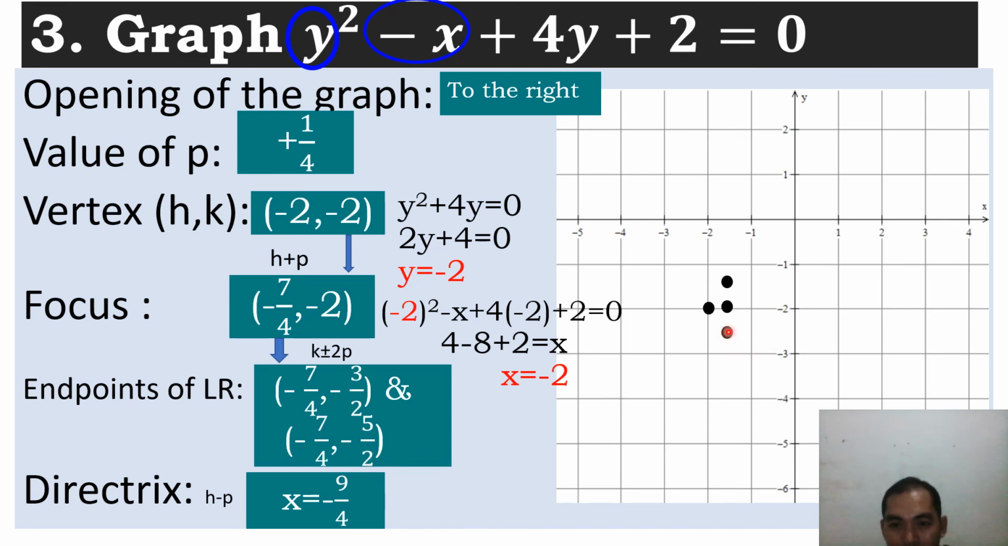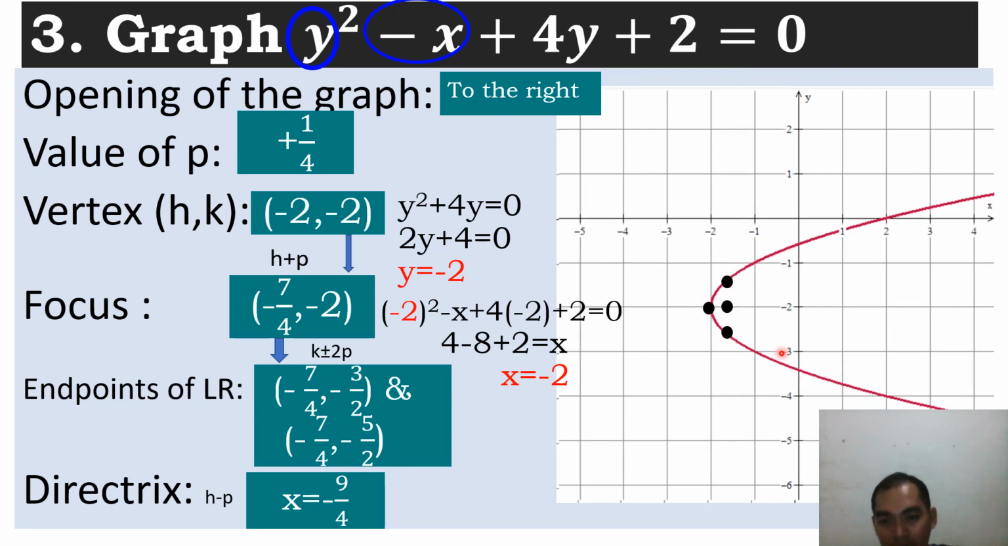Then you connect from the first endpoint of the latus rectum to the vertex to the other endpoint of the latus rectum to form a curve. And that is the graph of the parabola. And the directrix, negative 2 and 1/4. So here, negative 2 and 1/4. So that's the graph of the equation y squared minus x plus 4y plus 2 equals 0.